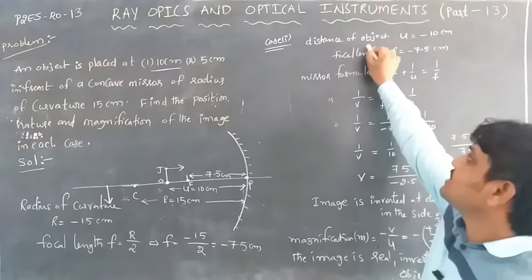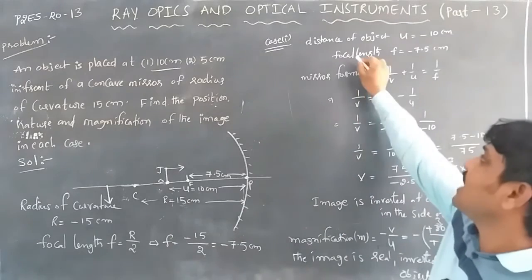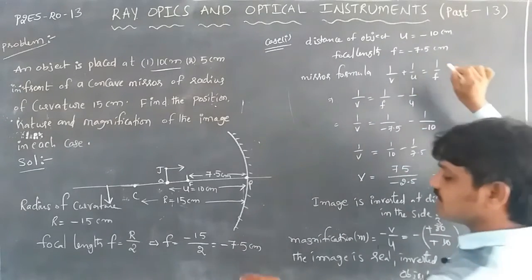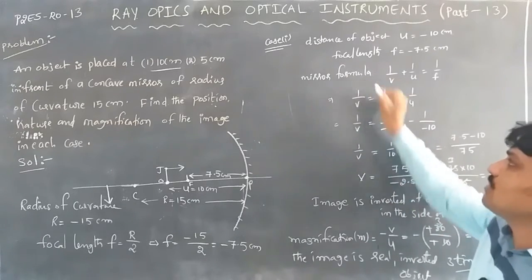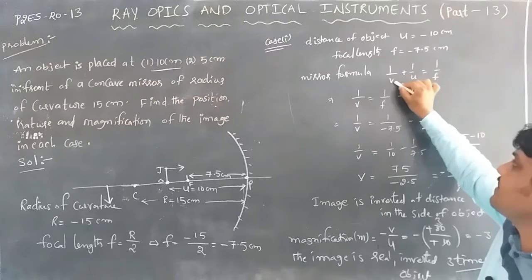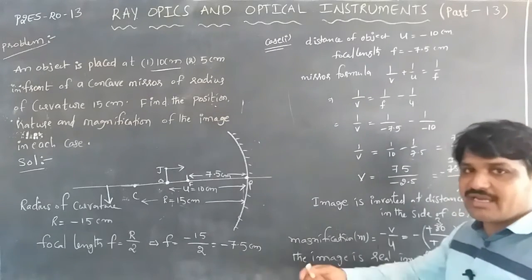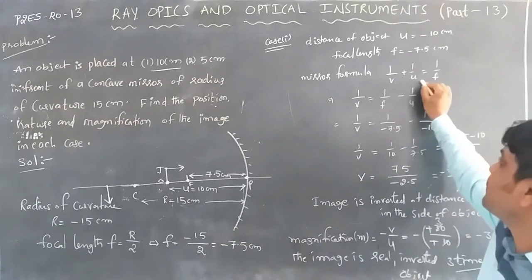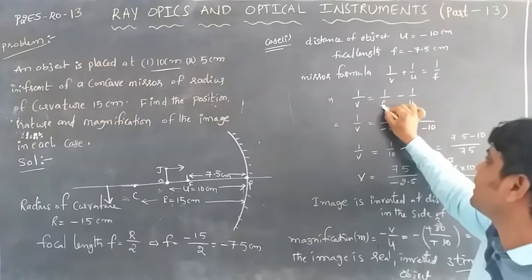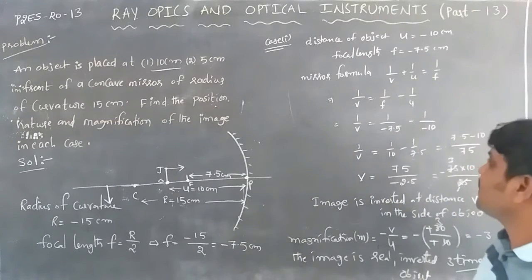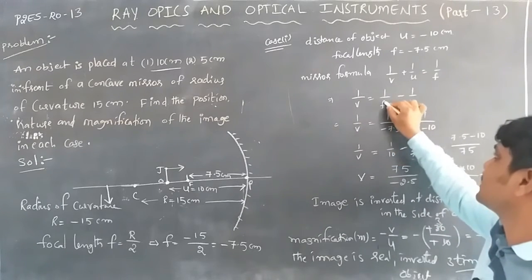So here, in the first case, the distance of the object is u equal to minus 10 centimeters, and the focal length is f equal to minus 7.5 centimeters. According to the mirror formula, 1 by v plus 1 by u is equal to 1 by f, which we derived earlier. Taking 1 by u to the other side, we get 1 by v is equal to 1 by f minus 1 by u. So here 1 by v is equal to, substituting the values.